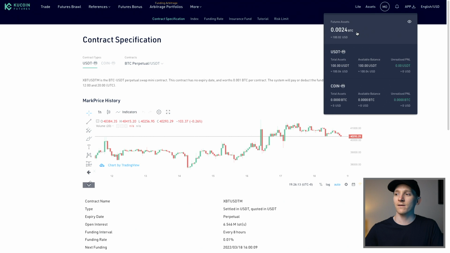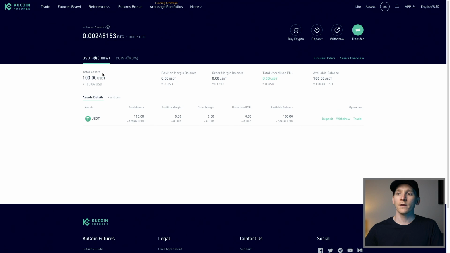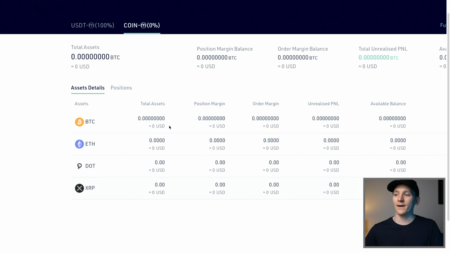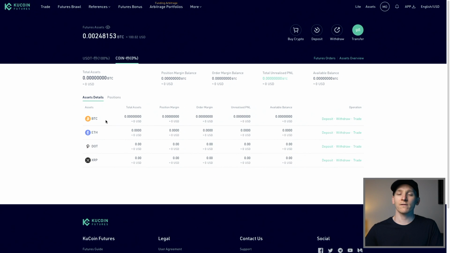So if you click on assets here, just look at the assets you can fund, go over to coin margined right here, and you can see Bitcoin, ETH, DOT, and XRP. These are four assets that are supported at the moment, anyway, that you can use to fund your positions. The amount of funding you have in an account obviously lets you trade and leverage off of that. How much you have on account is going to be how much you can leverage.